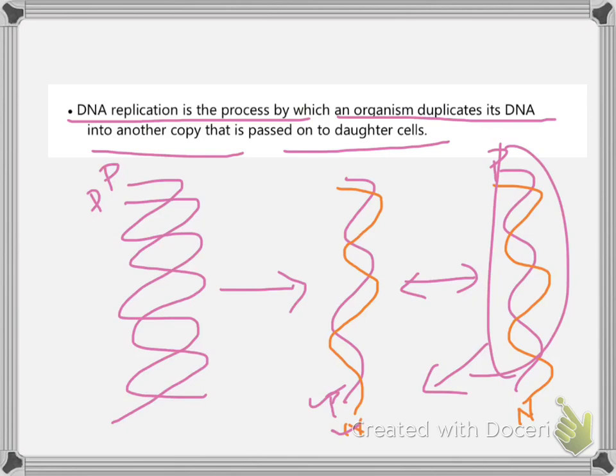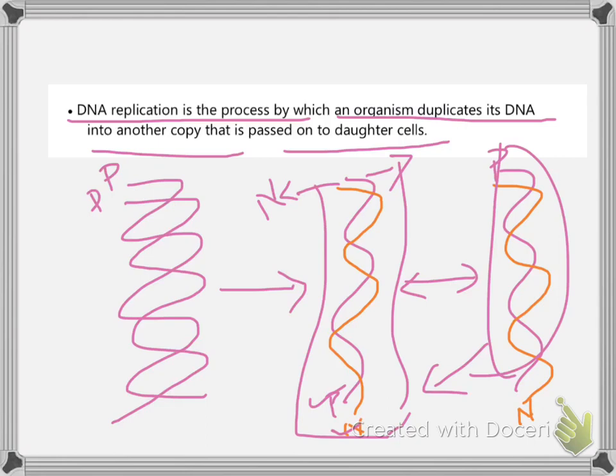This type of process is known as semi-conservative replication, which means half of the DNA strand is conserved. It is semi-conservative because each DNA contains one parent strand and one new strand. So once more, DNA replication is the process by which an organism duplicates its DNA into another copy that is passed on to the daughter cells.